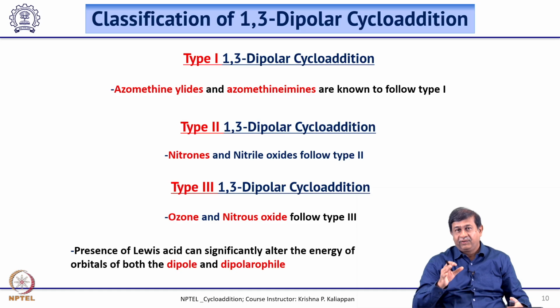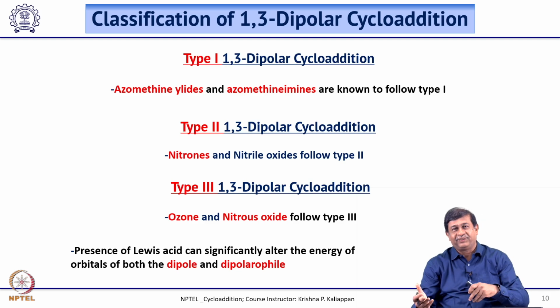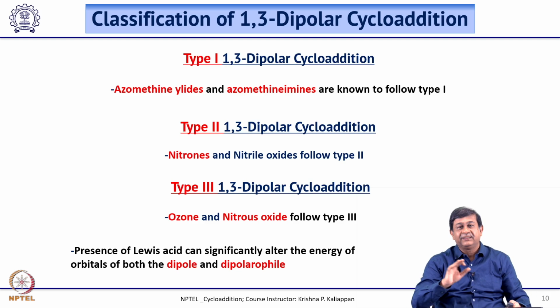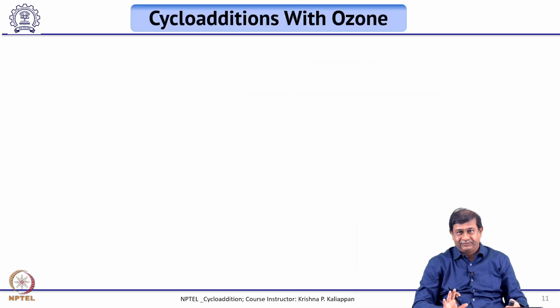However, when you use a Lewis acid, the whole scenario may change. So then anyone can follow type 1, anyone can follow type 2 and so on. There will be significant change if external reagents are added. Okay. So let us start with a very simple and well known dipolarifier before we go to nitrones, carbonyl halides and nitrile oxides and so on.